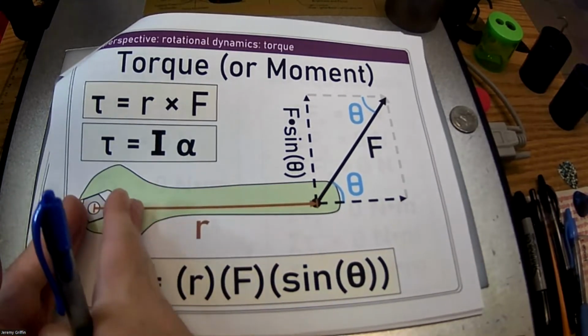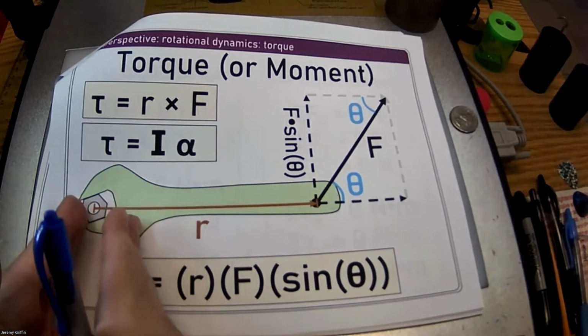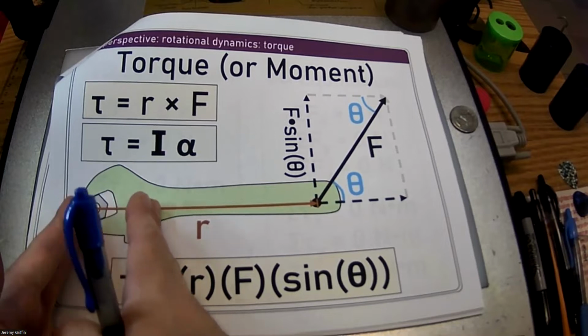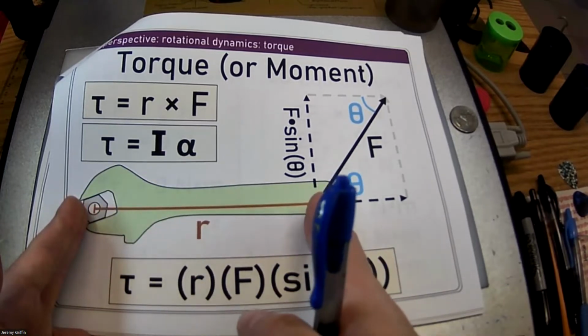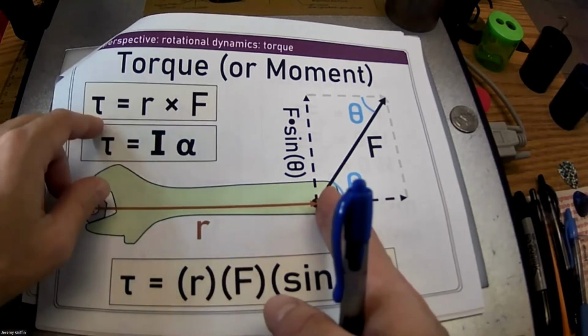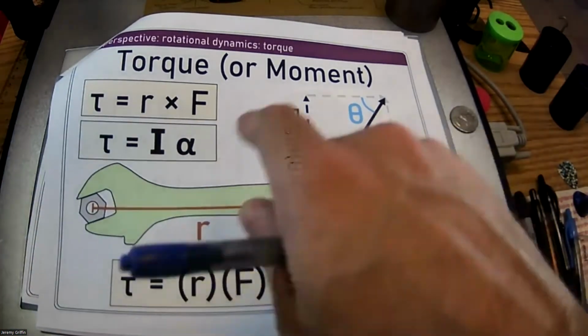Why not put the handle right in the middle of the door, or really close to the hinges? You guys ever try to open a door by pushing really close to the hinges? Is that really hard to open the door? Yeah, it's really hard. So it has to do with not just how hard you're pushing, the force, but also the location of that force that gives you a torque, which is like a turning moment.